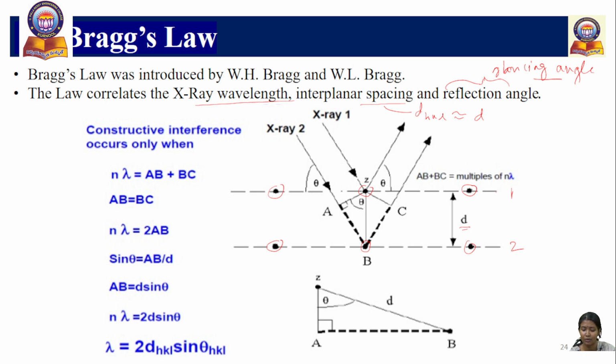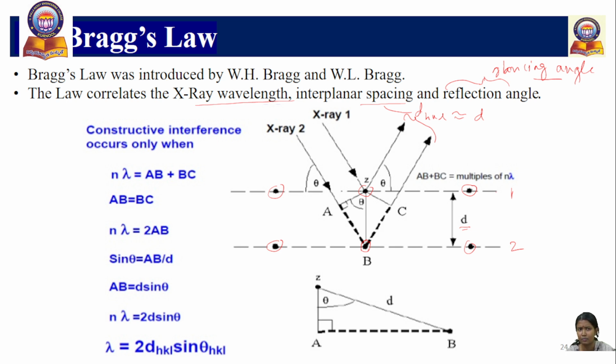Don't be misinformed that we are incidenting ray 1, ray 2 like that. We are actually incidenting a beam of X-rays. For simplicity of our derivation, we are saying this is X-ray 1, this is X-ray 2. X-ray 1 is incident here and gets reflected from the top lattice point. But X-ray 2 finds a gap between this point and this point, enters inside, and gets reflected from the second plane. Multiple phenomena like this will happen at a time, so we're just taking a simplistic case. Now these two rays will come out and interfere with each other.